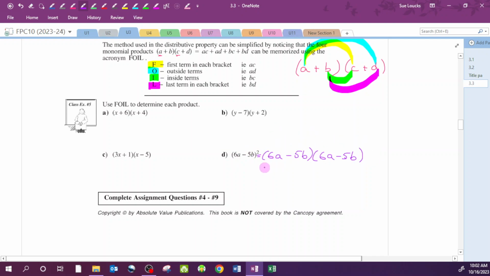So now we're going to FOIL this. This is going to be 36a squared minus 30ab, minus another 30ab, and then plus 25b squared. So this is 36a squared minus 60ab plus 25b squared. Okay, there you go. I'll fill in the rest in silence.